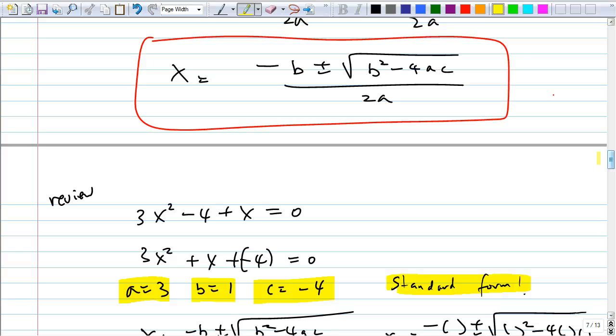X equals negative b plus or minus square root of b squared minus 4ac all over 2. X equals negative b plus or minus the square root of b squared minus 4ac all over 2.